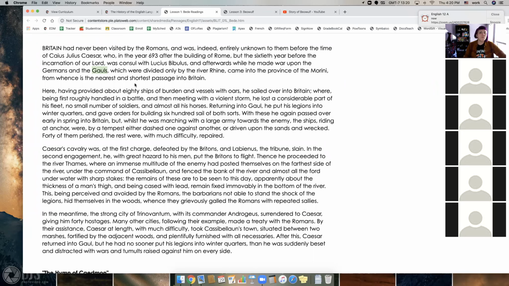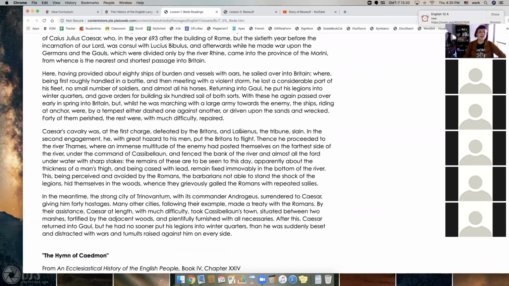that's where we are. Here, having provided about 80 ships of burden and vessels with oars, he sailed over into Britain, where, being first roughly handled in a battle and then meeting with a violent storm, he lost a considerable part of his fleet, no small number of soldiers, and almost all his horses. Returning to Gaul, he put his legions into winter quarters and gave orders for building 600 sail of both sorts.